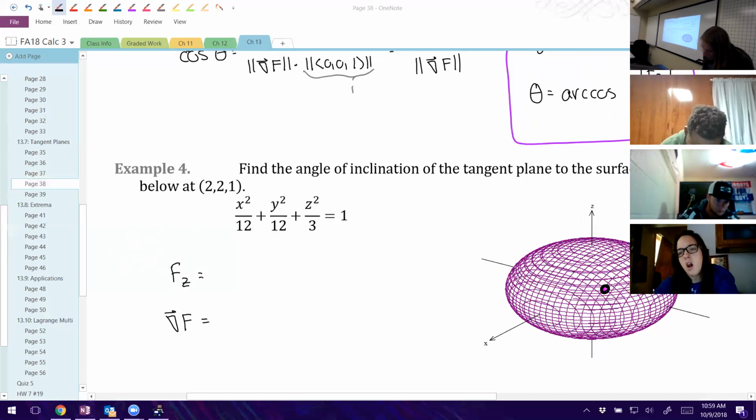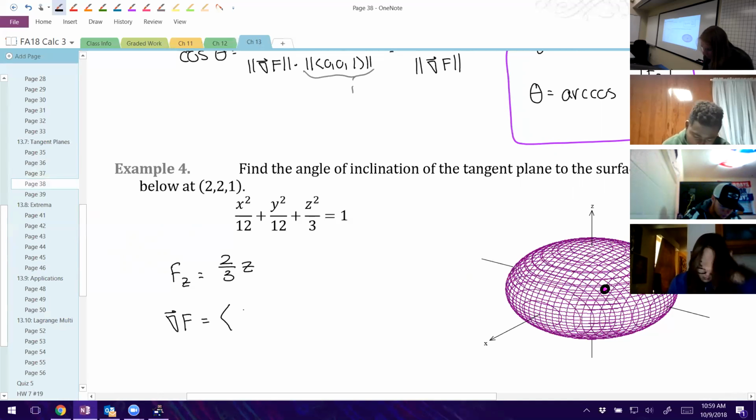So what is the partial with respect to z of this function? 2/3 z. And if we do the whole entire gradient, the 2 out front repeats, so that would be 1/6 x. Let's do x over 6. Same thing for y. And then we've already got z.